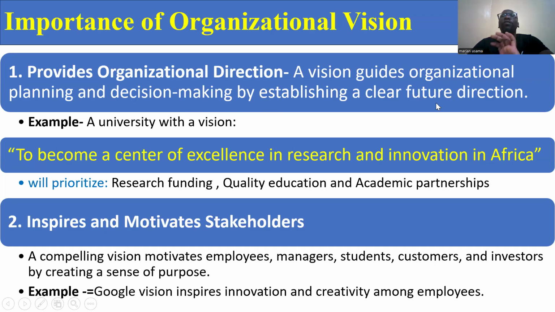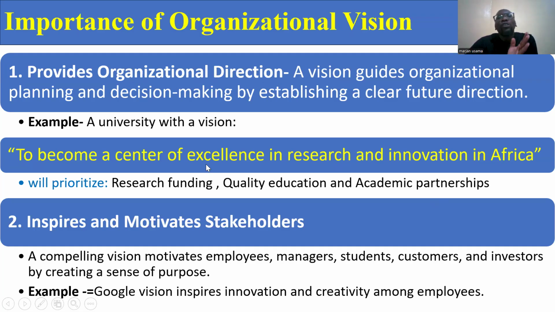Establishing a clear future direction. Now look at this example of a vision of a university: to become a center of excellence in research and innovation in Africa. This can be a vision of any university, you know. So if this is the vision of any university, then what will be their priority? Al-awlawiyya, it will be on research funding, quality education, and academic partnership. So the vision is going to tell you where you should focus.